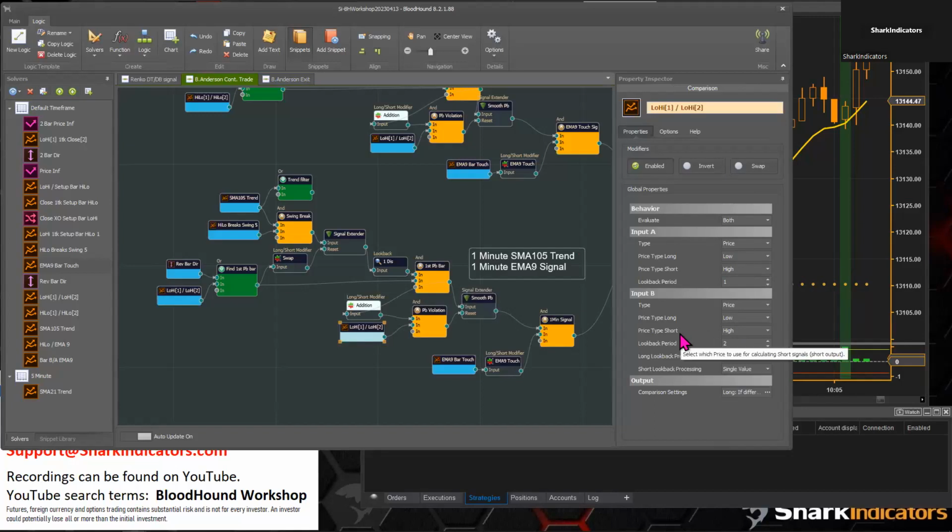What were these guys doing? Yeah, these guys were looking for a smooth pullback. So if you're looking for that smooth pullback on the 5 minute chart, then you would have to make copies of this and switch them over to the 5 minute chart.